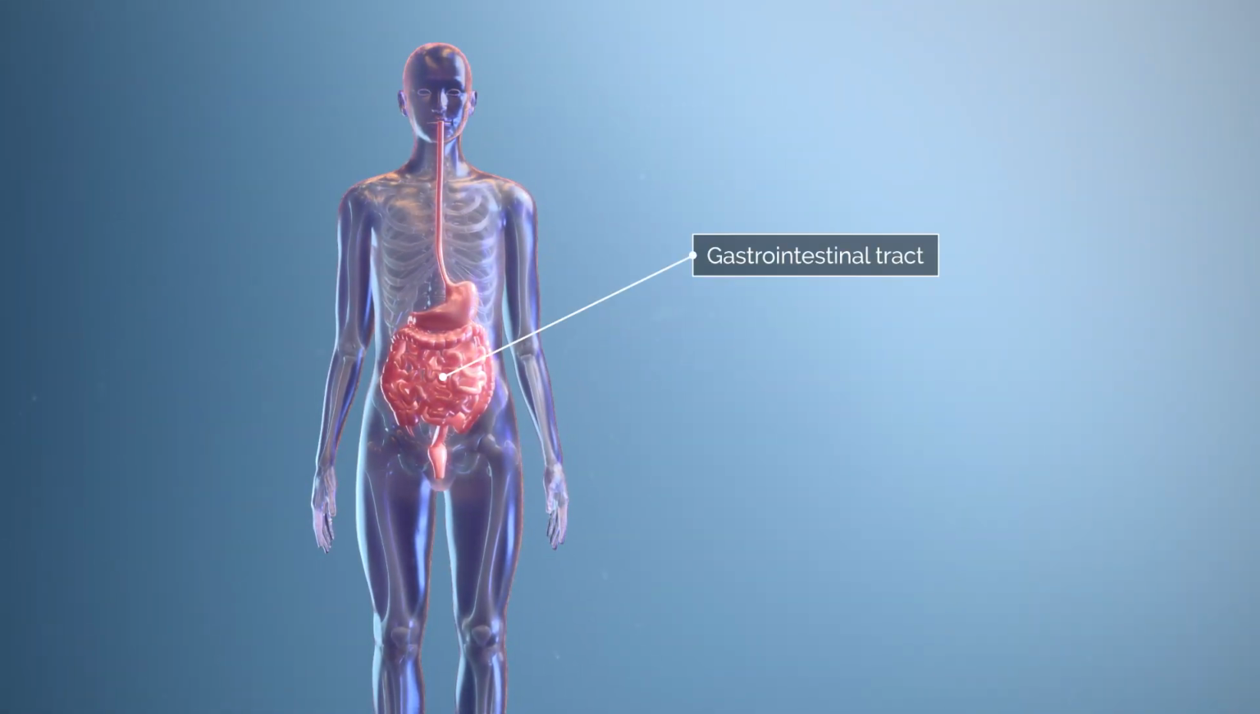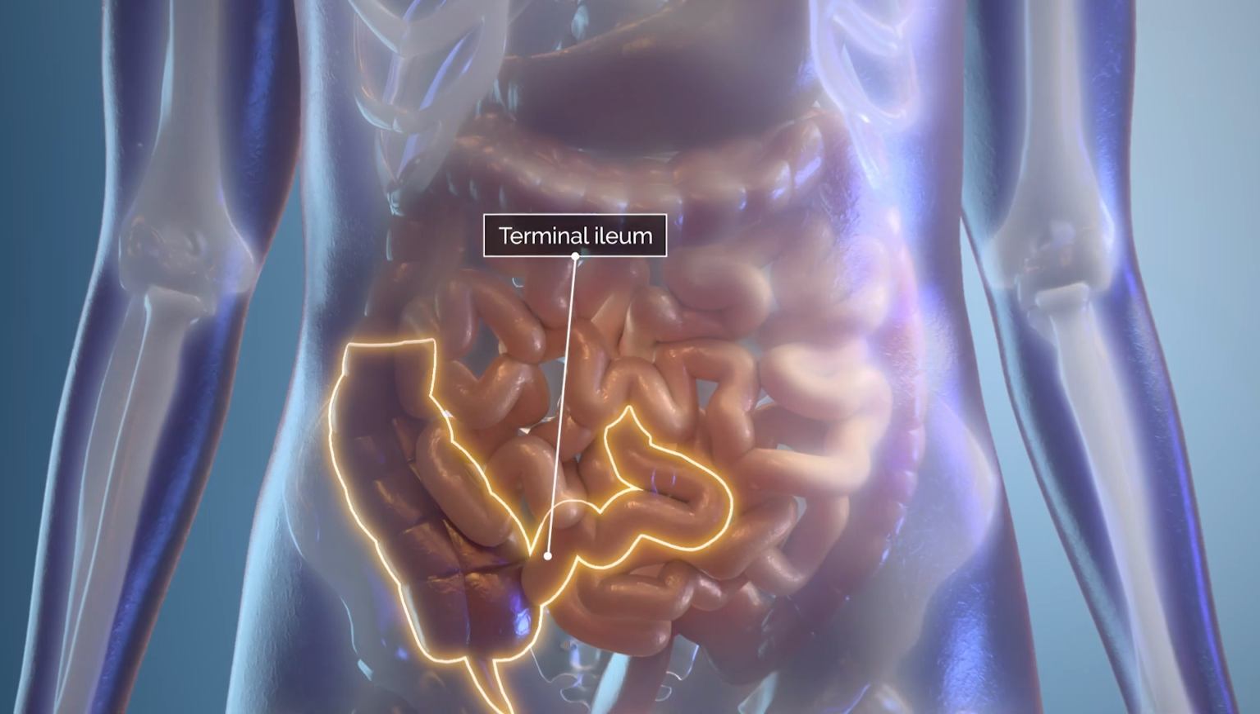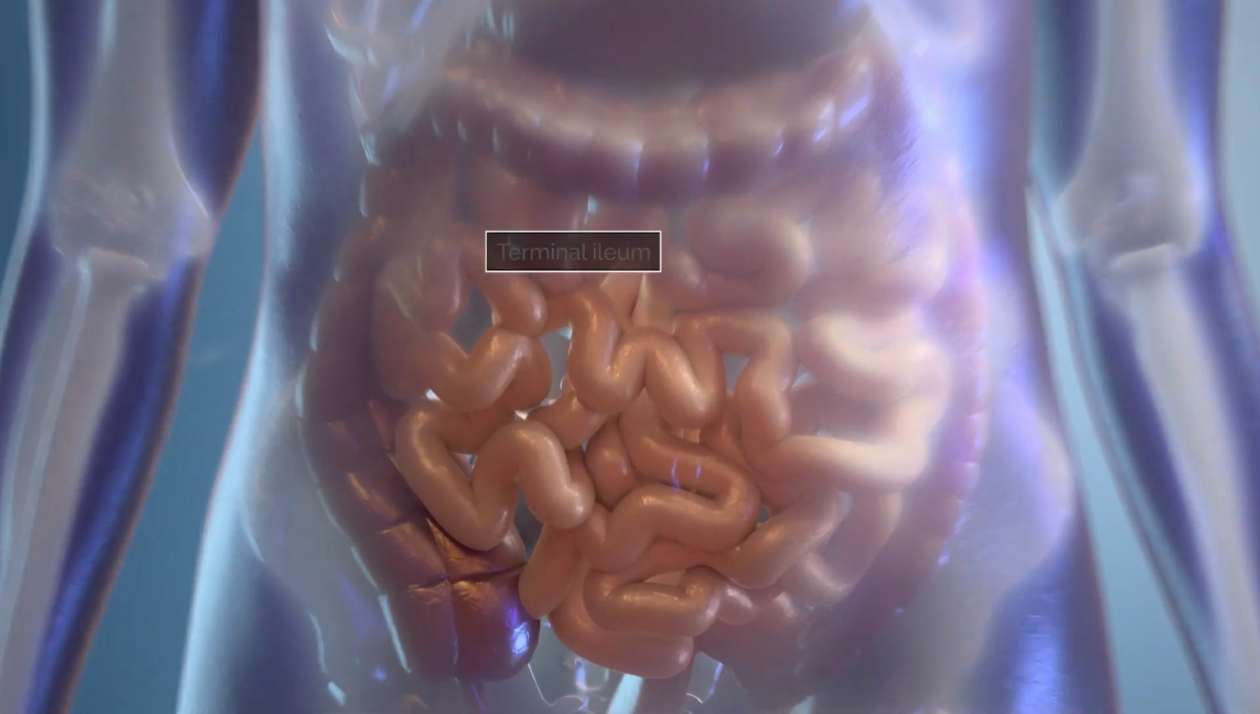Crohn's disease can affect any part of the gastrointestinal tract, from the mouth to the anus. However, it most commonly involves the terminal ileum, often in association with the right colon.